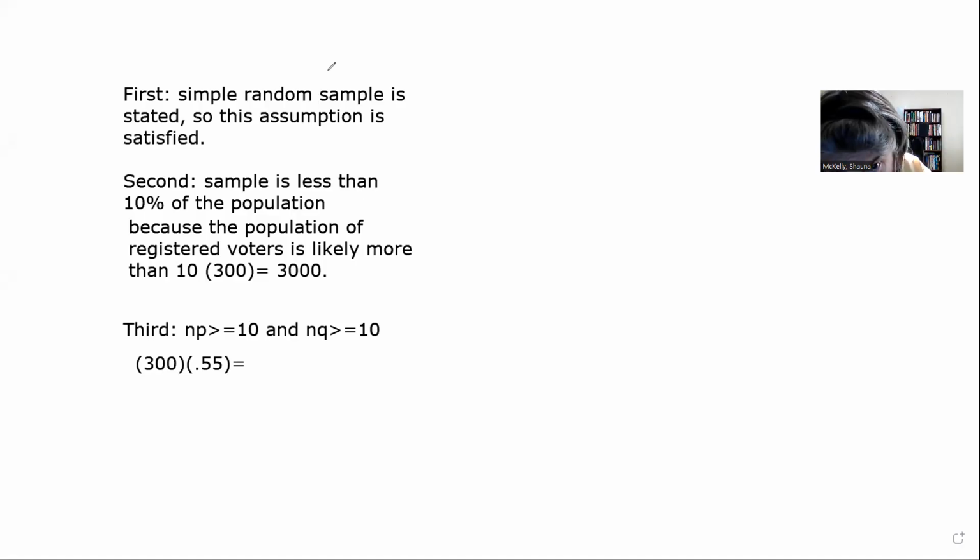So in this case, this came out to be 165 people, which is greater than or equal to 10. So that's yes. And then we have to check the other assumption, which is NQ. Remember, this is NQ, greater than or equal to 10.